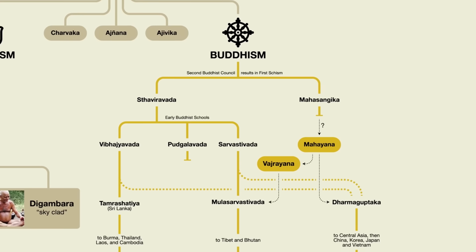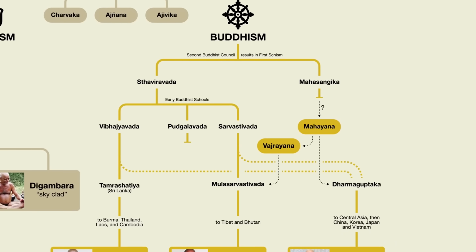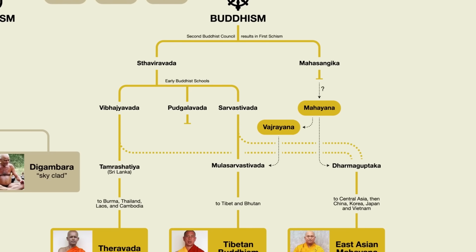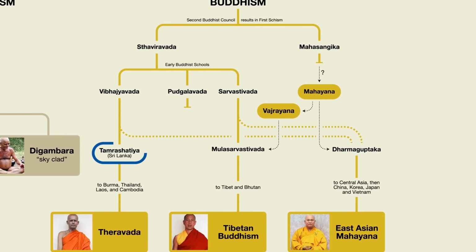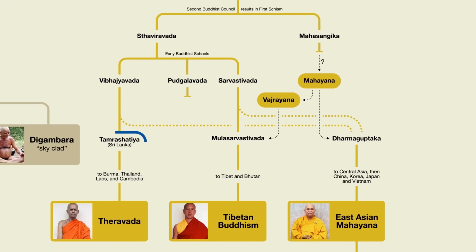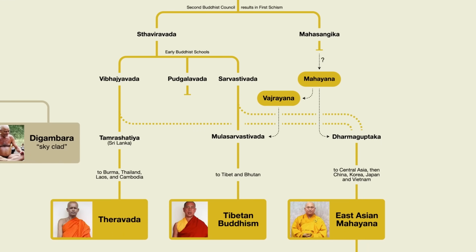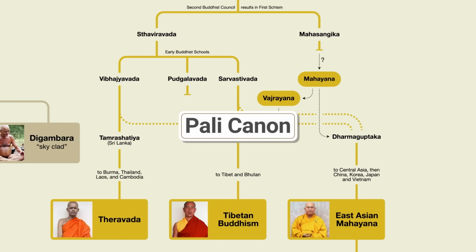In Sri Lanka, the school founded by Mahinda became known as the Tamrashatya school, and it was a branch of the Vibhajyavada school. It was in Sri Lanka that the Pali Canon was produced, which today is the oldest surviving complete set of Buddhist scriptures. Take note that Pali is a language closely related to, but not quite the same as, Sanskrit.